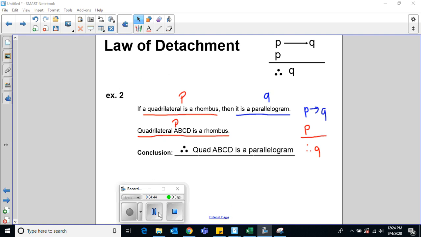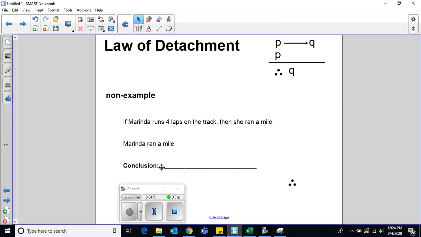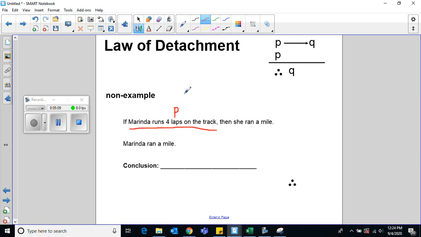Okay, so let's look at another, which is a non-example, because I want to make sure you know what that looks like. So this one, it says, if Miranda runs 4 laps on the track, then she ran a mile. Miranda ran a mile. So let's go ahead and diagram. If Miranda runs 4 laps on the track, so here's your P. And it's very important to go ahead and diagram your statement so you can see what's going on. And it says, then she ran a mile, which is Q. And so again, our first statement went P to Q, and that's good.